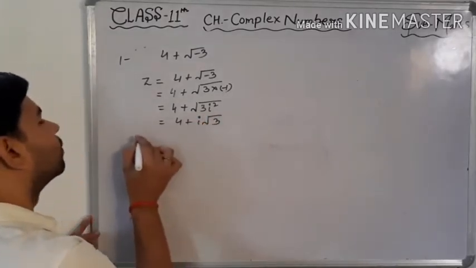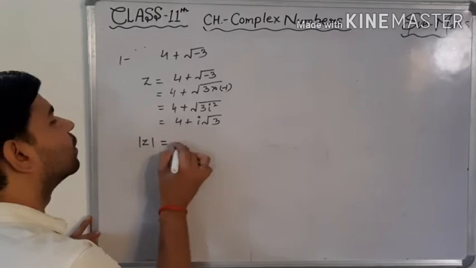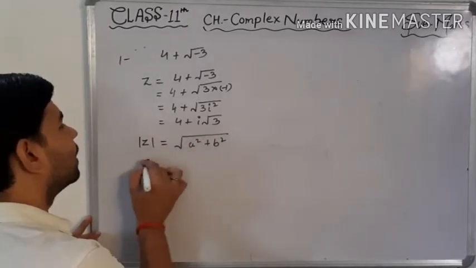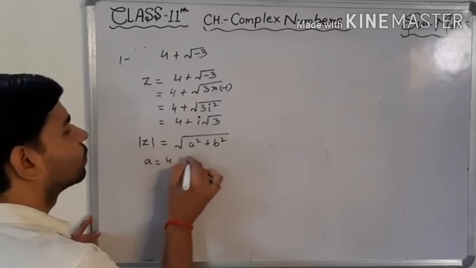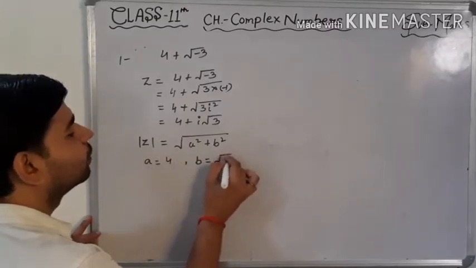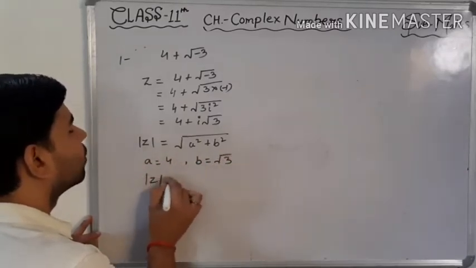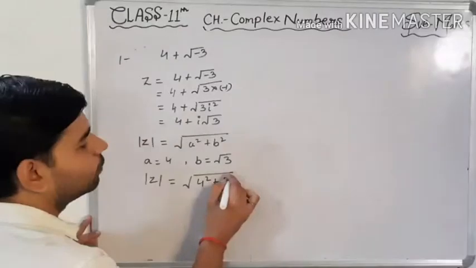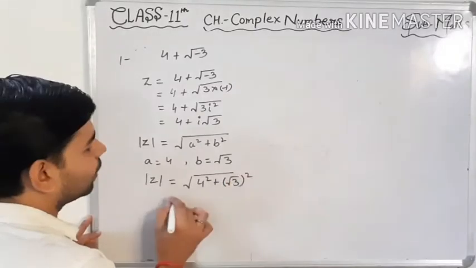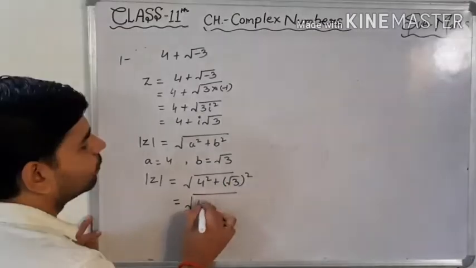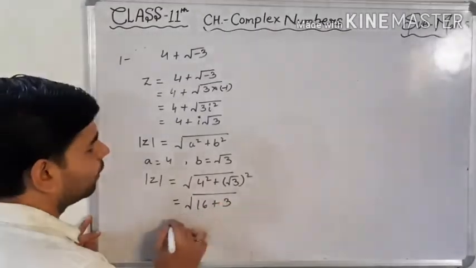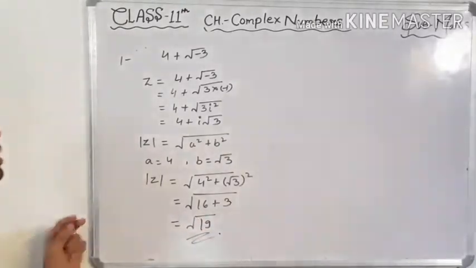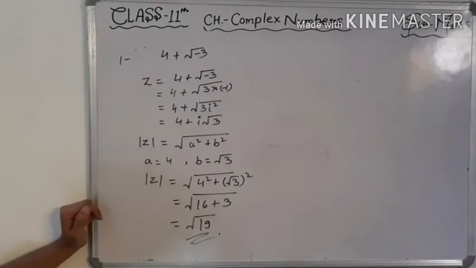Now modulus of z is equals to under root a square plus b square. A is equals to 4, b is equals to under root 3. Put it in: mod of z equal under root 4 square plus root 3 square equal under root 16 plus 3 equal under root 19. This is modulus of the given complex number.